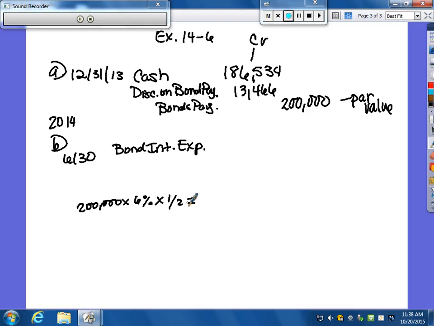200,000 times 6% times half. 0.06 divided by 2 is 6,000. So 6,000 is what number? It's going to be the cash. Yes, 6,000 is the cash. So we're going to credit cash for at least that $6,000.